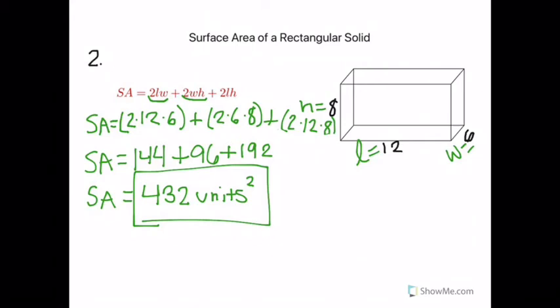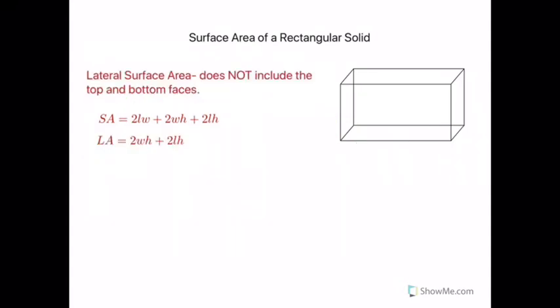All right, sometimes you'll be asked to find, instead of surface area, what's called lateral area, or lateral surface area. So let's talk about what that means. Lateral surface area is a little bit different than just your regular surface area, in that it does not include the top and bottom faces. So it does not include the top and bottom of your rectangular prism.